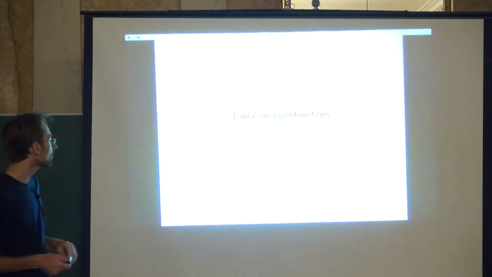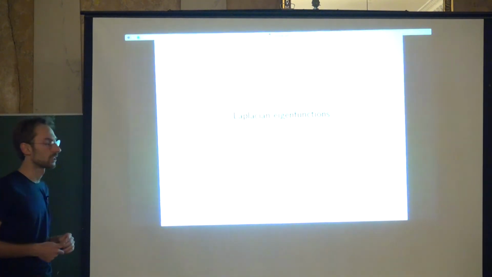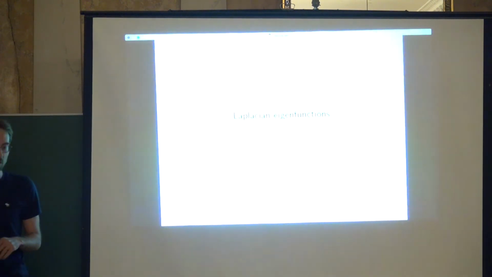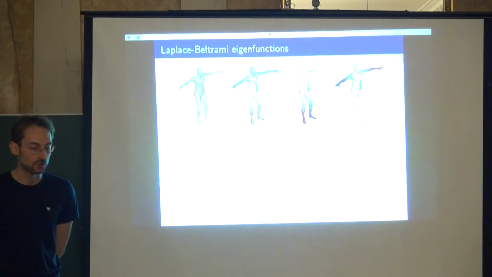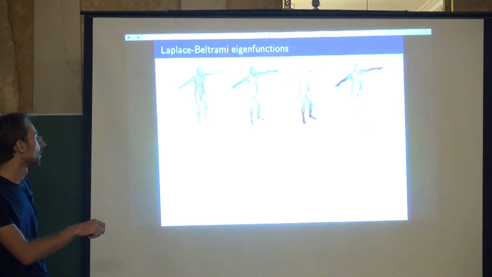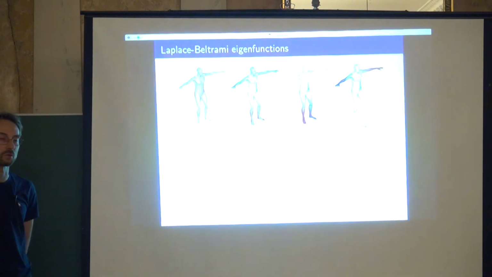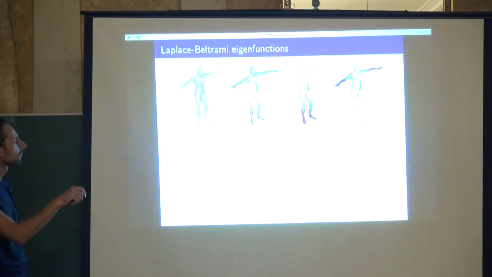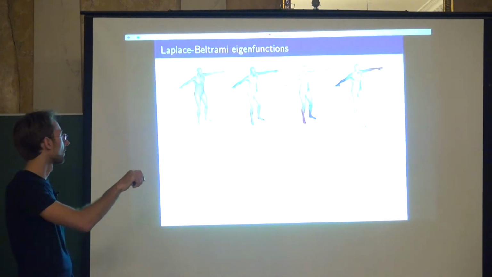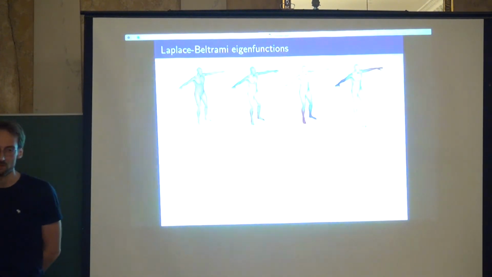Let's now look at the Laplacian eigenfunctions. We looked at eigenvalues; let's see what eigenfunctions are. Here's a visualization of the first four eigenfunctions. The first one is constant, right? It corresponds to the zeroth eigenvalue. And these are the first non-trivial eigenfunctions. Here the cold colors represent negative values and hot colors represent positive values.